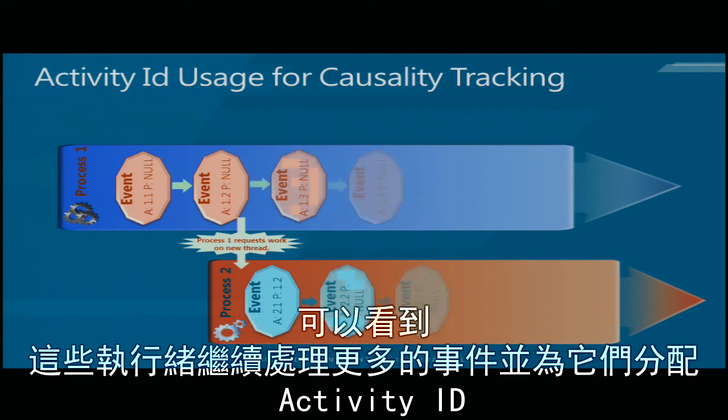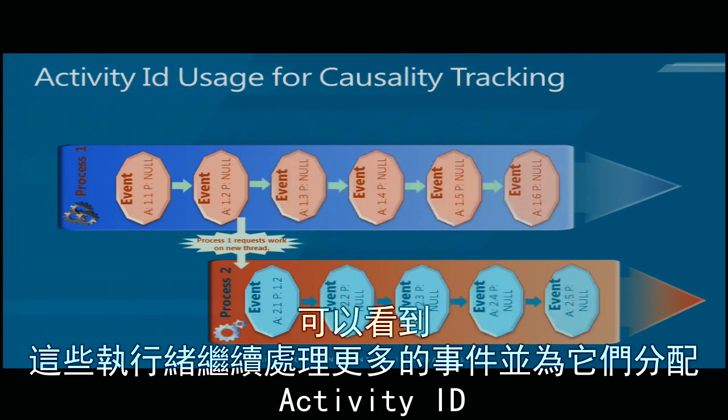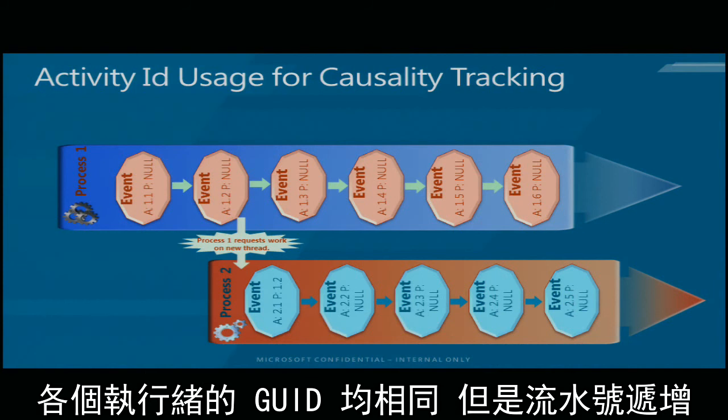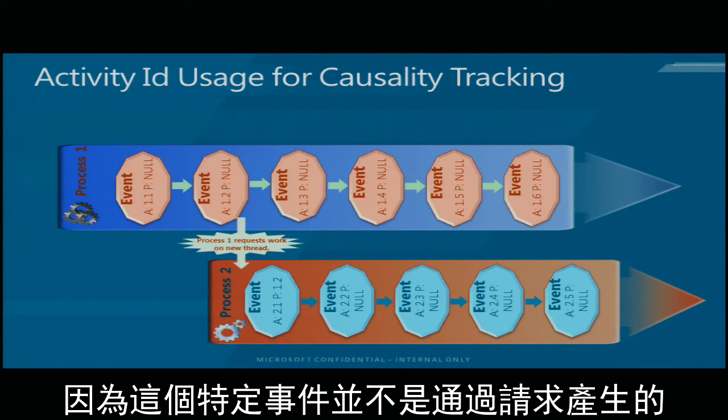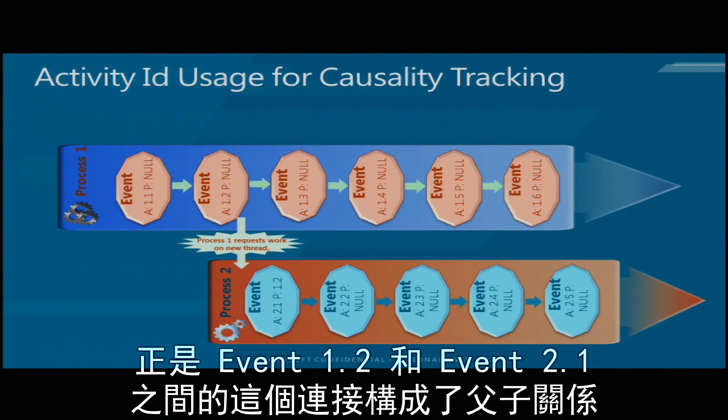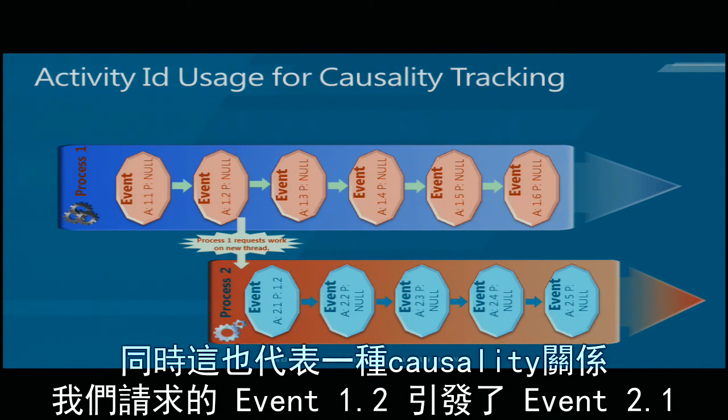And then you can see each of these threads happily moves along, processing more events and giving them activity IDs, and each of them has the GUID is the same, but the sequence number increments. But you can see how in the second event in process 2, event 2.2, it doesn't have a parent because that specific event was not caused by the request. So it's this connection between event 1.2 and event 2.1 that creates this parent-child relationship, and that represents causality, where the event 1.2 we would claim caused event 2.1.